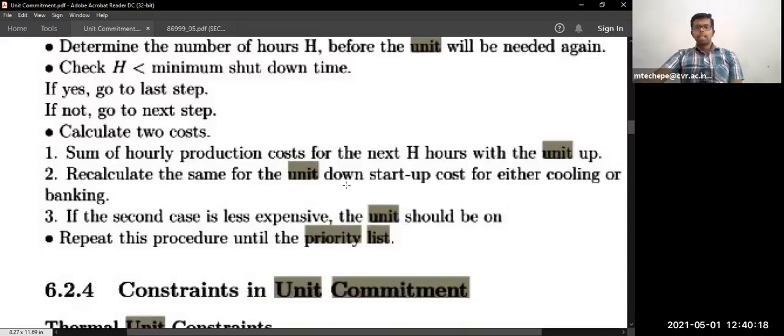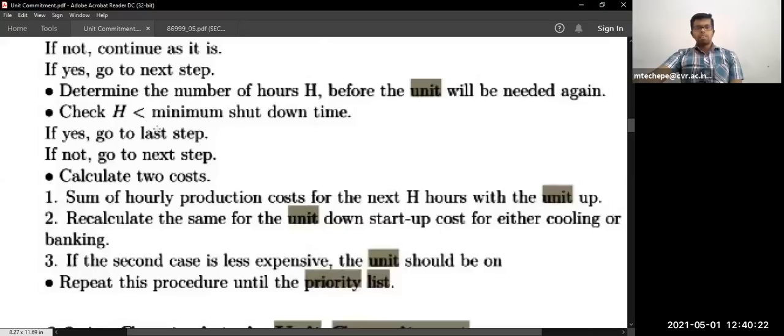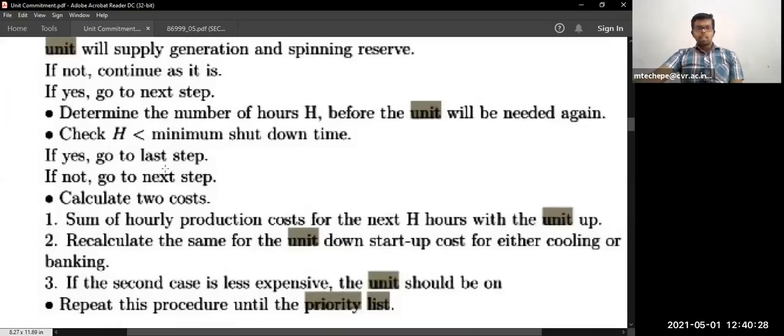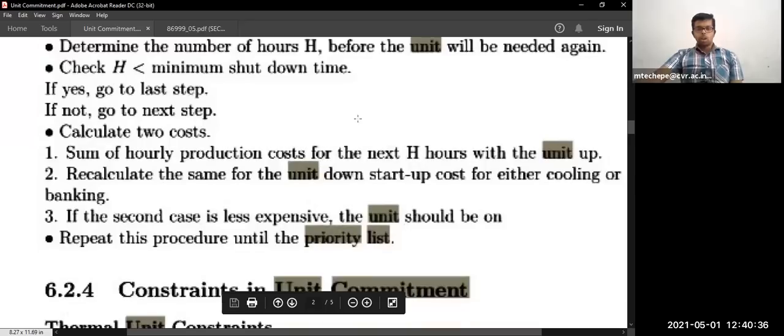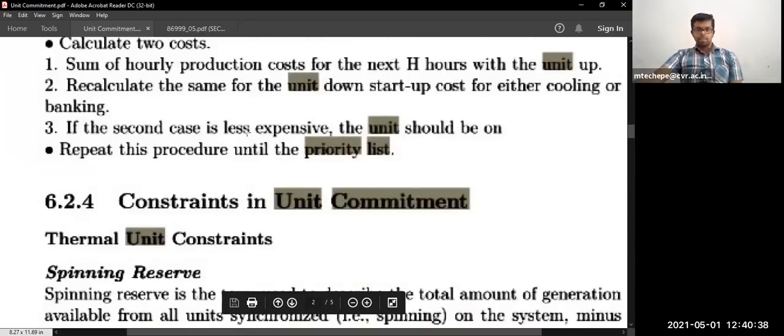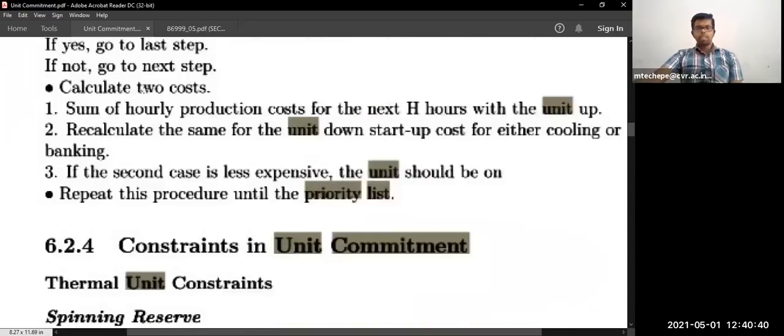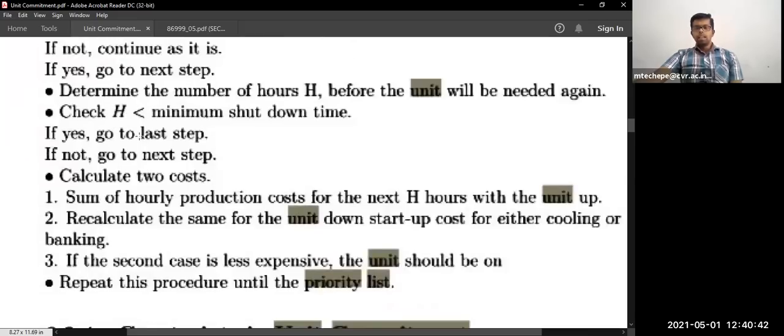This cooling and banking you can just neglect. Directly you just come here and check whether H is less than the minimum shutdown time. Next, repeat the procedure until the priority list is finished. Like that you can go on. While solving the problem you can clearly understand.